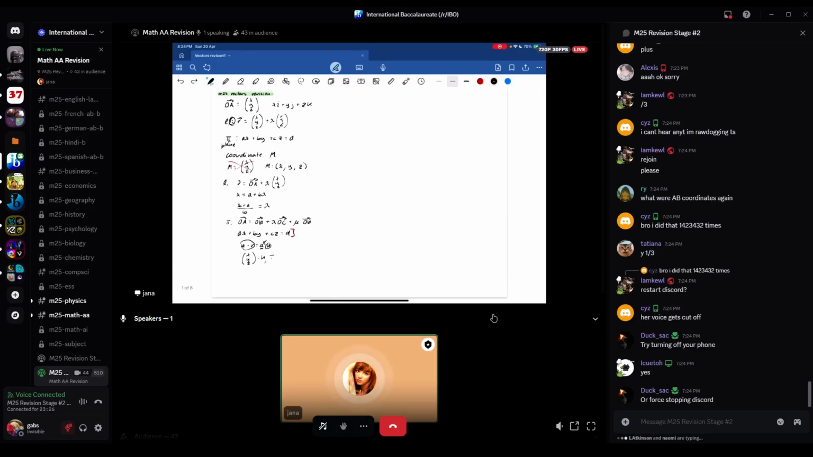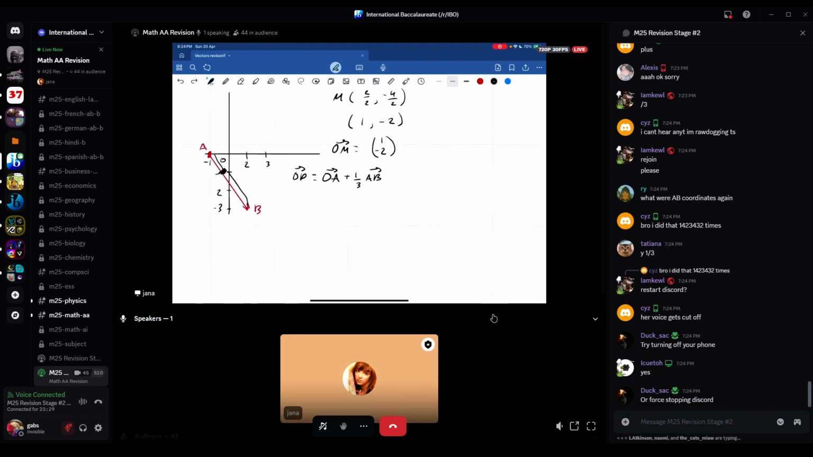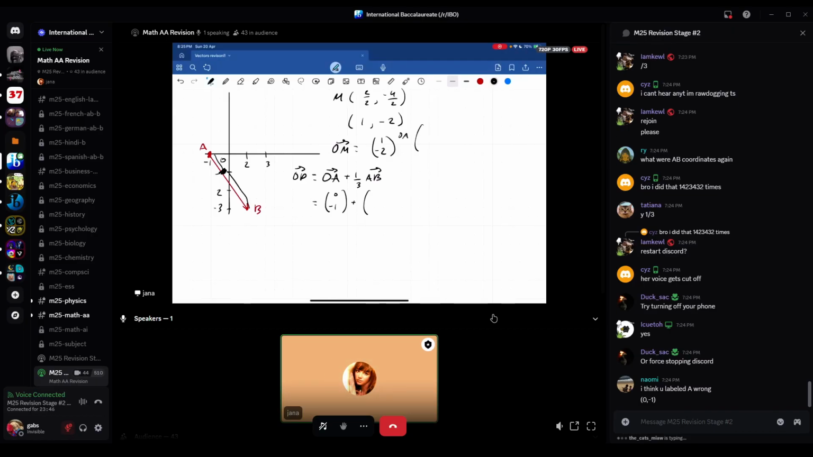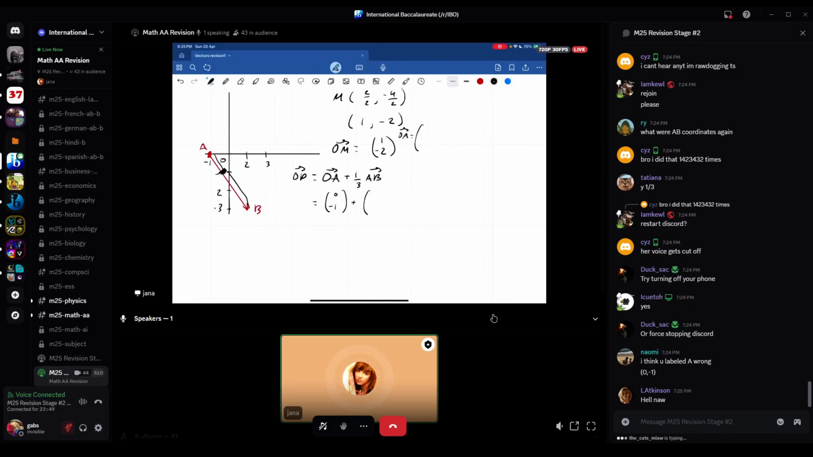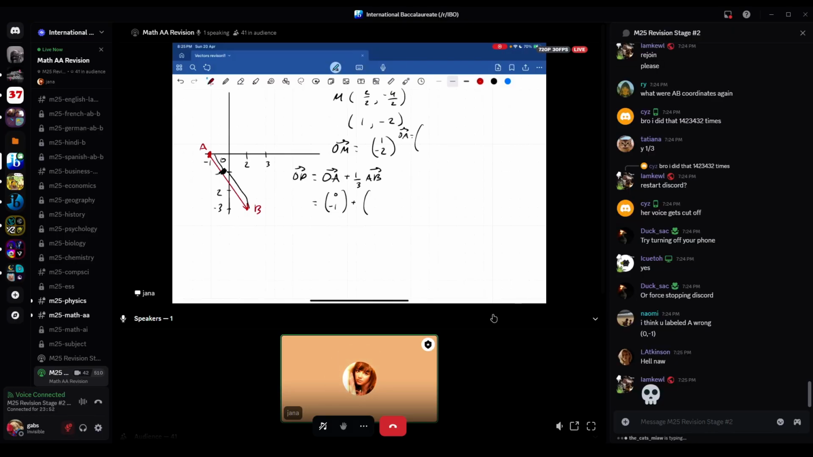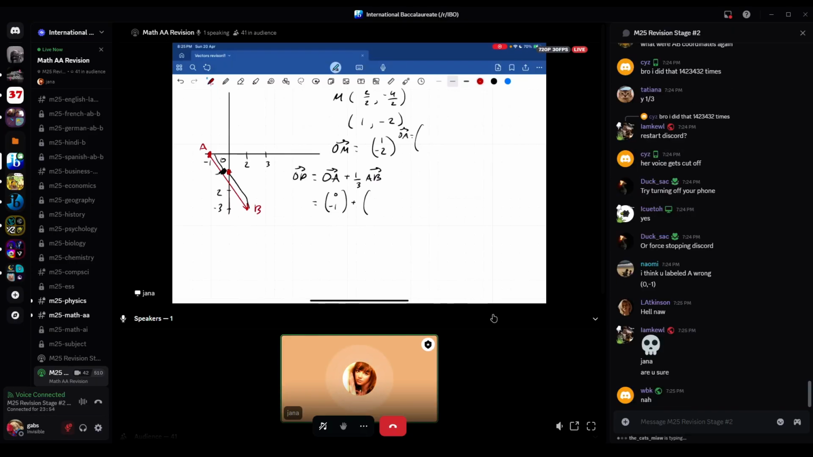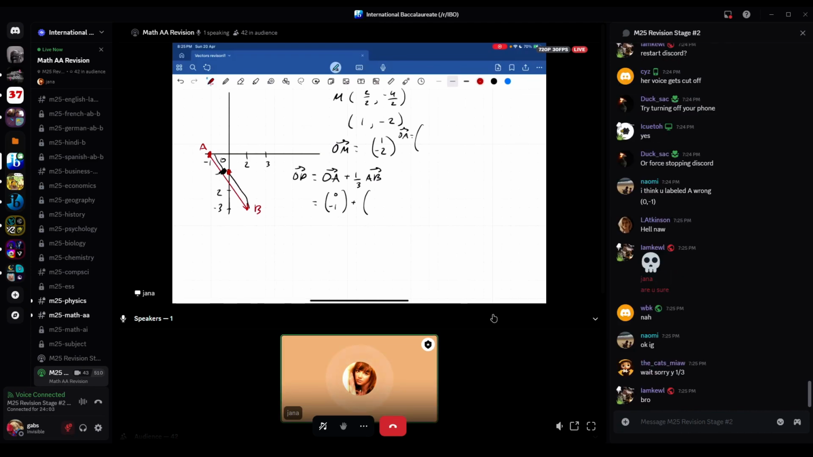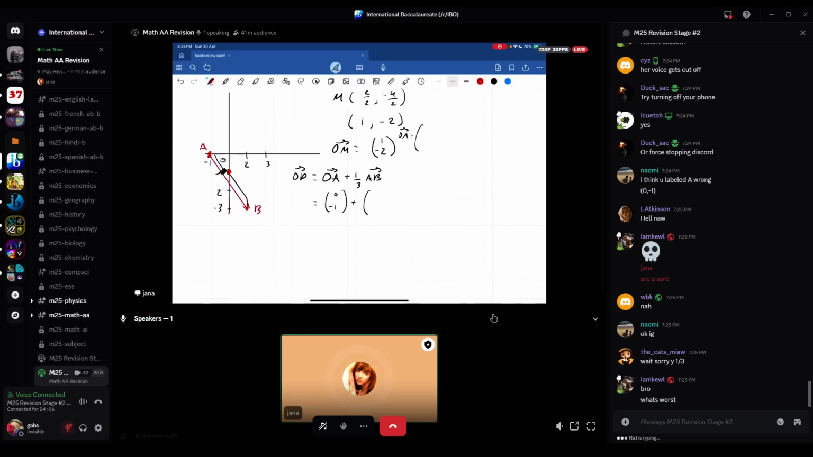And so we can just work through that. OA is 0, -1. And AB is, well, if we have vector OA to be 0, -1. Oops, I did label it wrong, but we're going to pretend I didn't, because the point is the approach, not the actual diagram.